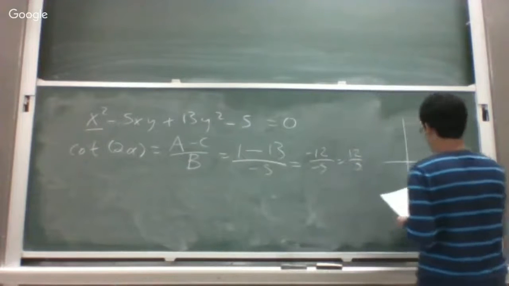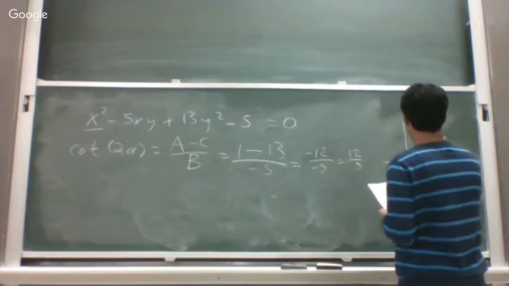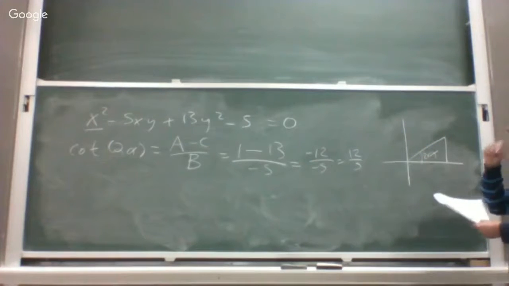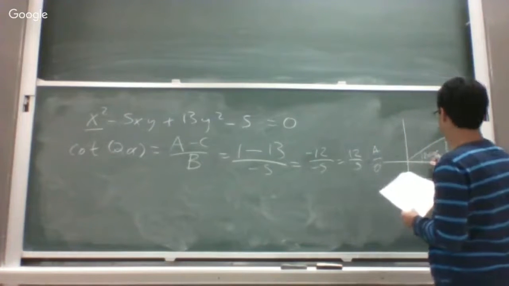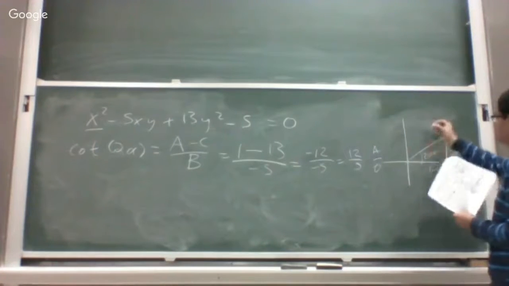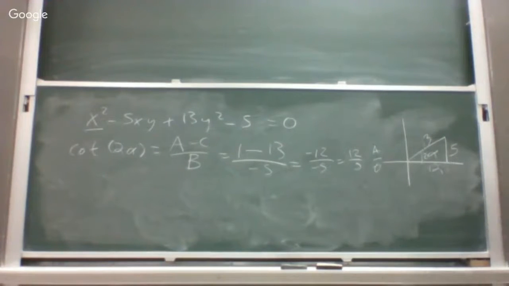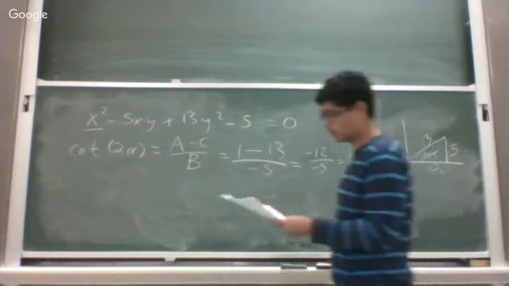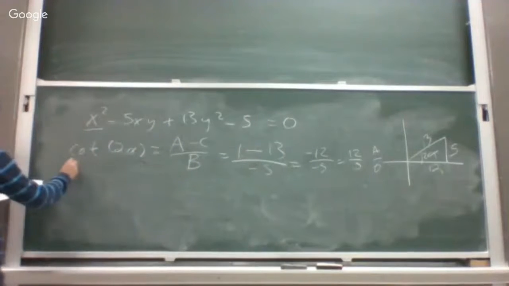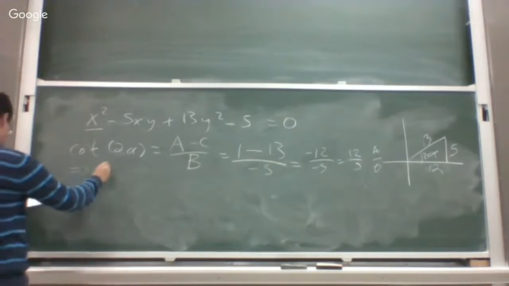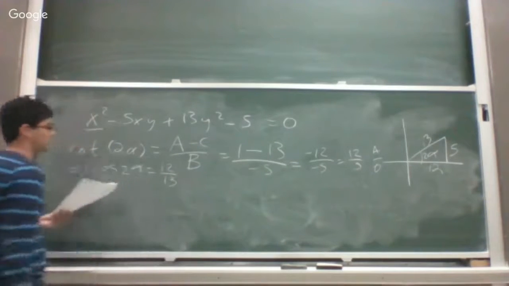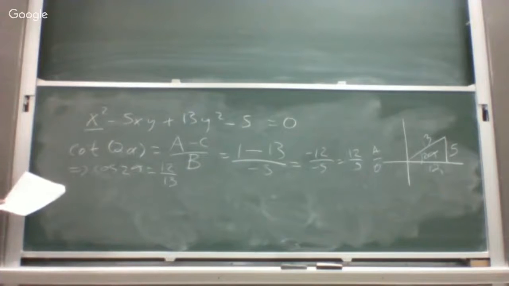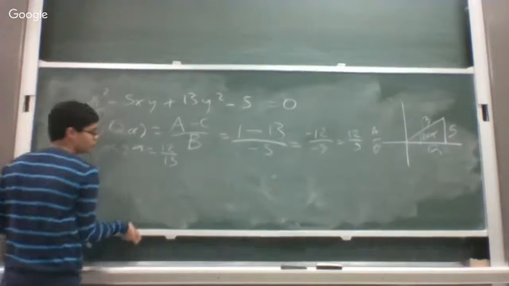If we were to graph this, we would have an angle of 2 alpha. Cotangent is adjacent over opposite. So adjacent is 12, opposite is 5, and then the hypotenuse you get is 13. That should all make sense. Therefore, we can get that cosine of 2 alpha is equal to 12 over 13, but that's adjacent over hypotenuse. And then you just use the formula.